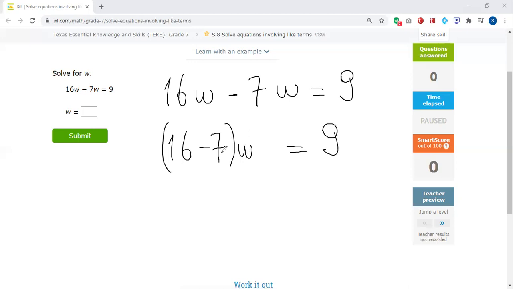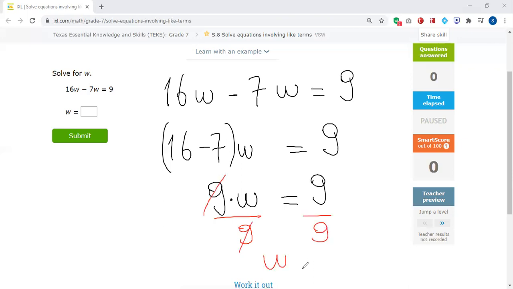So what is 16 minus 7? It is 9, right? 9w is equal to 9. This is actually multiplication. So in order to find the w here, I have to divide both sides by the coefficient. Let's divide both sides by 9. 9 and 9 will be canceled out. So w is just going to be equal to 9 divided by 9, which is 1. W is equal to 1 is the answer for this example. Actually, 9 times what is 9? W must be 1, right? 9 times 1 is 9.